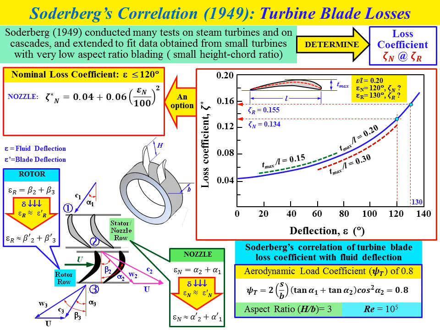So we have for the nozzle, the nominal loss coefficient for the nozzle equal to 0.04 plus 0.06 multiplied by the deflection angle for the nozzle divided by 100, to the power of 2. And for the rotor, zeta r star, the nominal loss coefficient for the rotor, equal to 0.04 plus 0.06 multiplied by the deflection angle for the rotor divided by 100, to the power of 2.